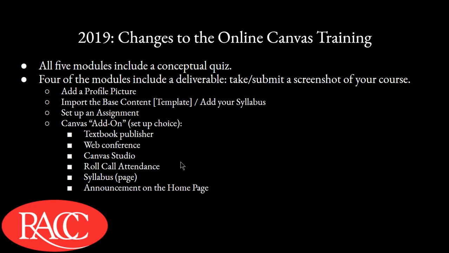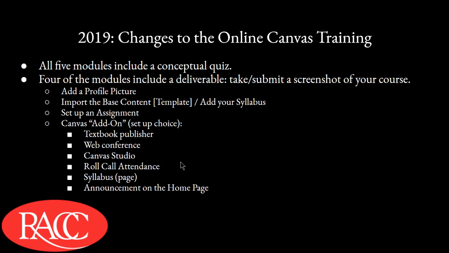And then we give them a choice, right? These are the Canvas add-ons, right? Set up your textbook publisher link, right? Pair your textbook with the McGraw-Hill or Pearson link. Set up a web conference. Make a video in Canvas Studio and show us your studio library. Use the roll call attendance. Set that up. And we have directions for each of these in the course.